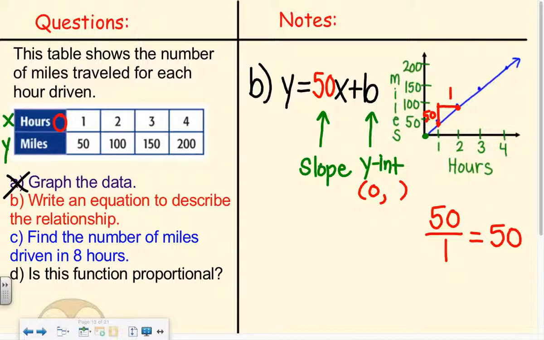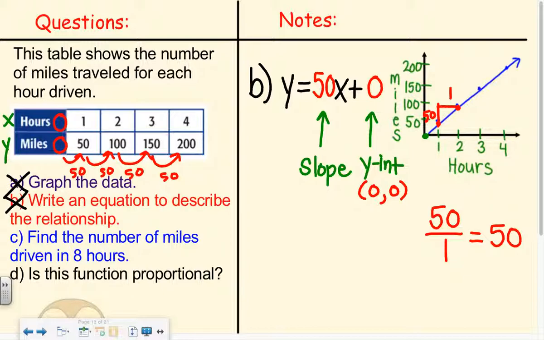So I was just adding 1 each time. On the bottom, I'm adding 50 each time. So that would mean that this number would be 0, because 0 to 50 is 50, 50 to 100 is 50, 100 to 150 is 50, and so on. So 0 to 50 would also be 50. So my y coordinate is 0, which means that my y-intercept is 0. Or I could just leave it out of the problem. Okay, so we did letter B. We wrote an equation to describe the relationship.